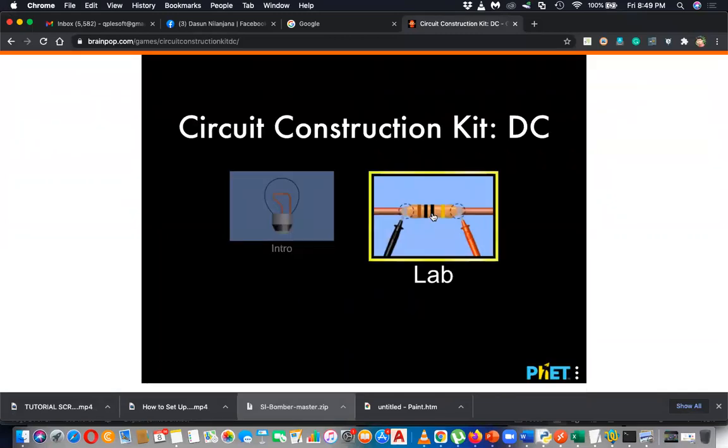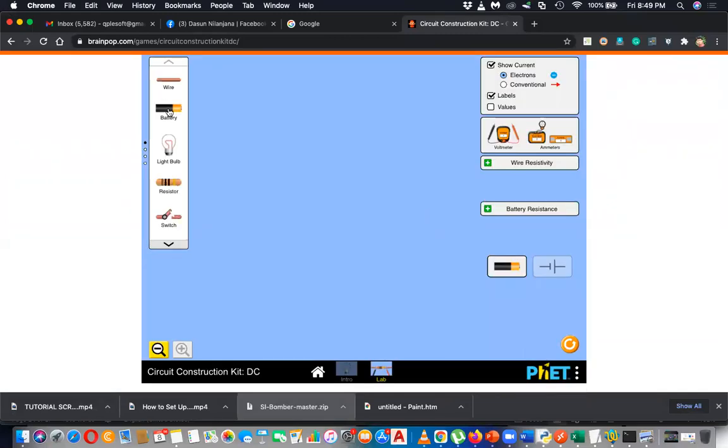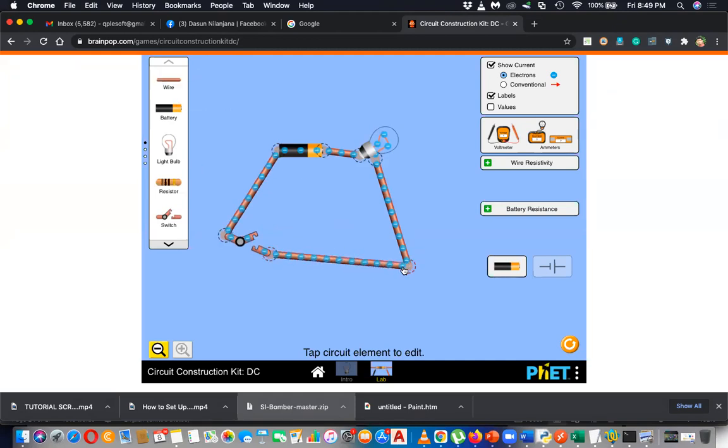Okay, let's go to the lab. I'm going to use a battery and a switch and a bulb and some wires. Let's use wires and connect the bulb. This is another wire, right? Let's use another wire and connect into the switch. And another wire to connect this switch to this wire. Right, how do you turn on the bulb?